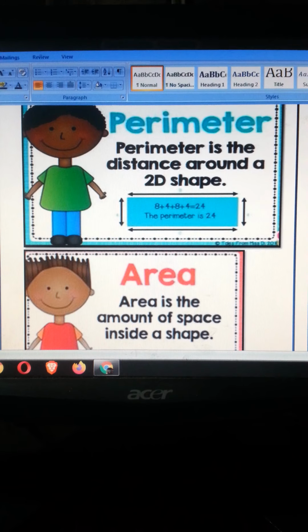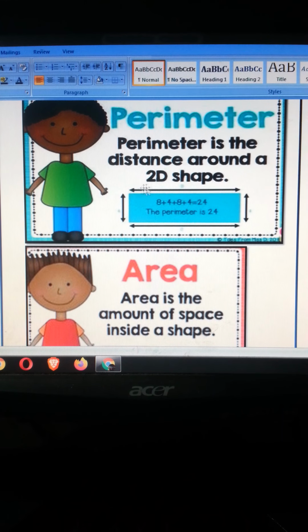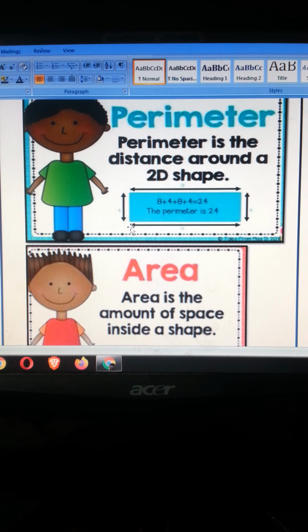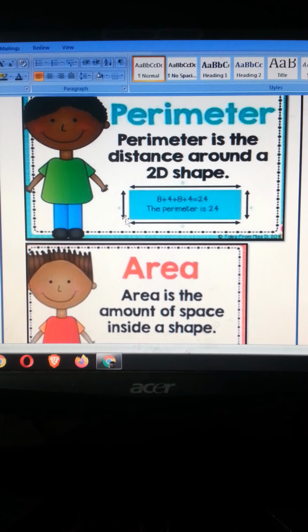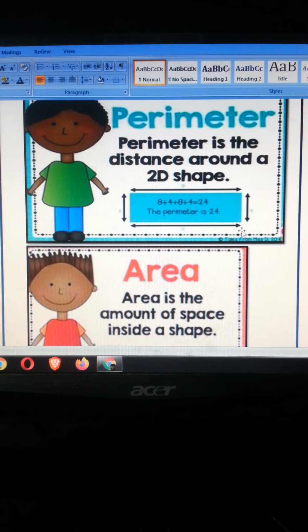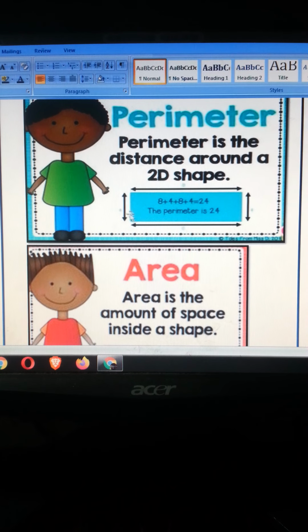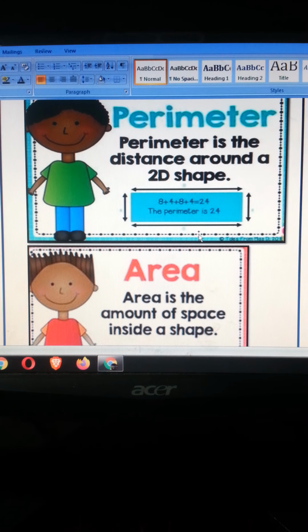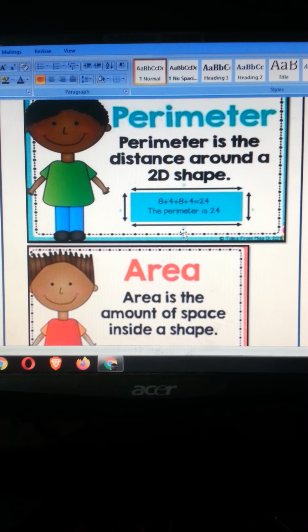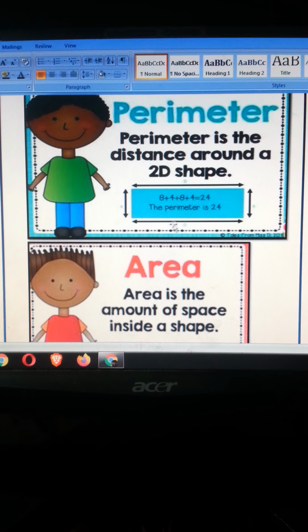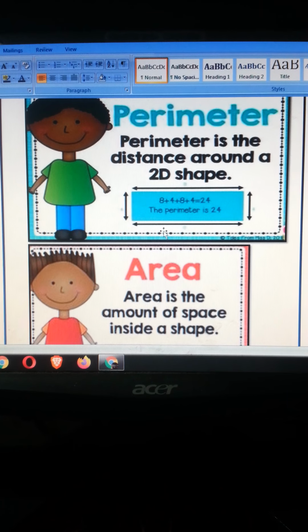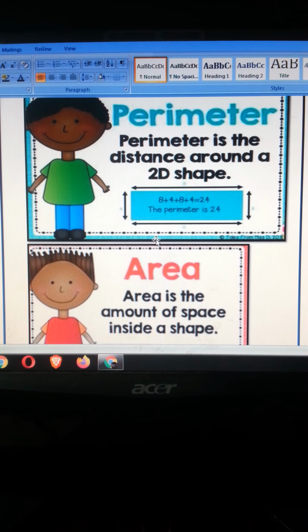Perimeter is the distance around a 2D shape, or you can say the surrounding path of a park, that is your perimeter. The outer layer of any shape is your perimeter. So it is so simple. We are not going to apply any kind of formula in perimeter of any shape, whether it is a triangle, square, or a rectangle.